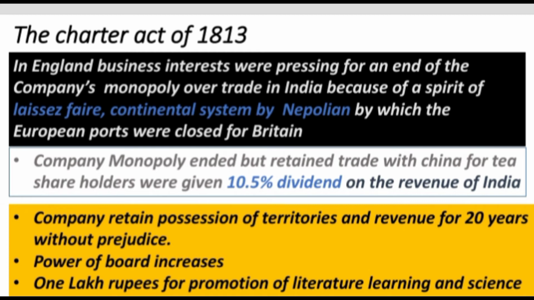Besides that, the company shareholders were given a 10.5% dividend on the revenue of India, and were also given possession of territories and the revenue for 20 years more, without prejudice to the sovereignty of the crown. Thus, the constitutional position of the British territories in India was defined explicitly for the first time. Besides that, the power of the Board of Control was further enlarged, and a sum of 1 lakh rupees was to be set aside for the revival, promotion and encouragement of literature, learning and science among the natives of India every year. So this was an important statement from the point of the state's responsibility for education.